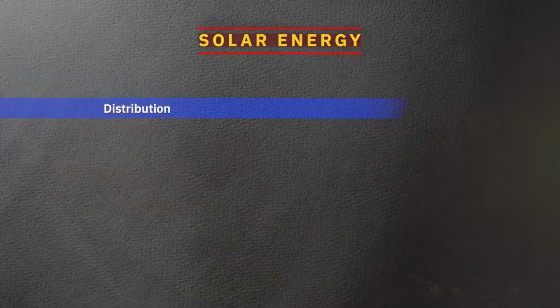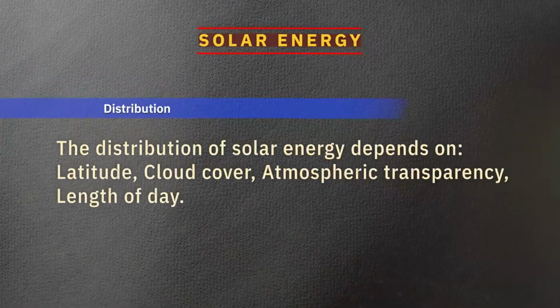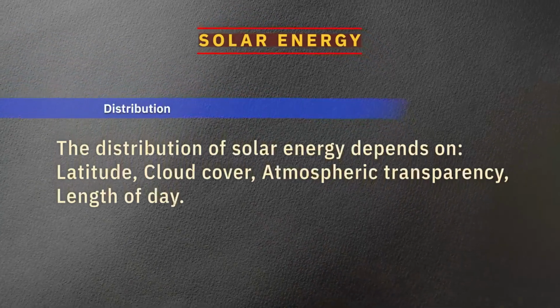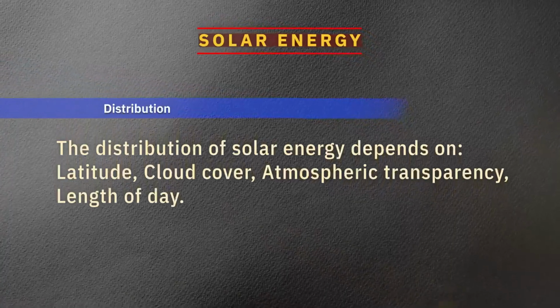Now, coming to the distribution, we can see that the distribution of solar energy depends mainly on the latitudinal position of the country, the cloud cover, the atmospheric transparency, and length of the day. Now, one by one, latitude: mainly the solar rays are incident in the equatorial region, the tropical region, and the subtropical regions. Therefore, we can see that in these latitudinal positions only, solar energy can be harnessed efficiently.